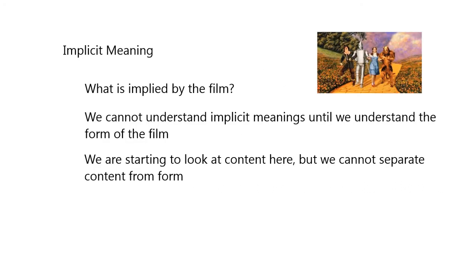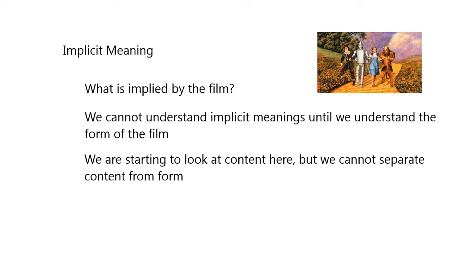The third layer is implicit meaning. What's happening here is we're now moving away from the concrete meanings of the film to the more abstract meaning of the film. We can't understand the implicit meanings until we understand the form of the film. So this is why it's important for you to analyze the techniques that are used and what is happening in the mise-en-scene and all the aspects of the film. What's going on with the lighting, the costuming, how each shot is framed.